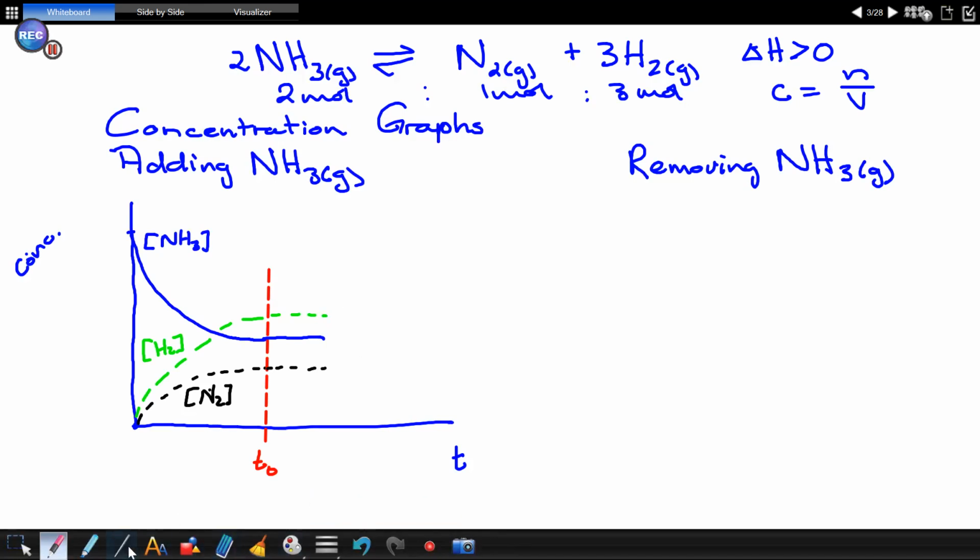So at time T1, you have added ammonia. So there. At time T1, you add ammonia. Depending on how much ammonia you add, the graph is going to shoot up. Okay? Now you've got more ammonia. What is going to happen to the hydrogen's concentration?